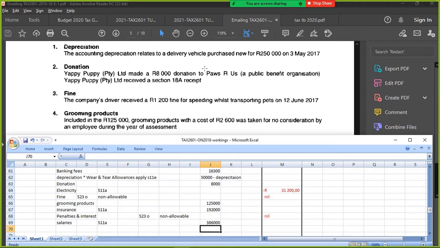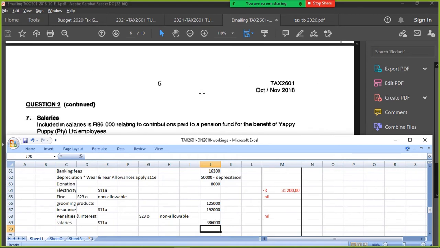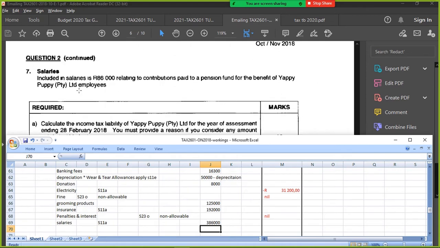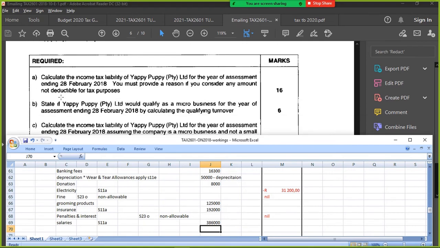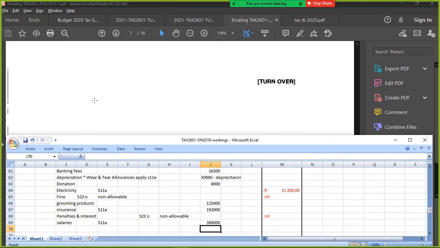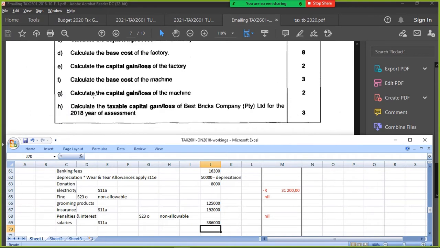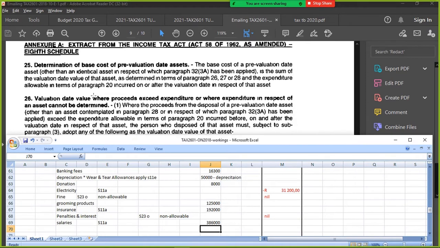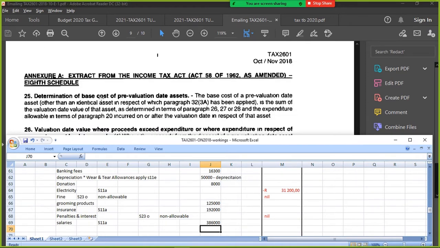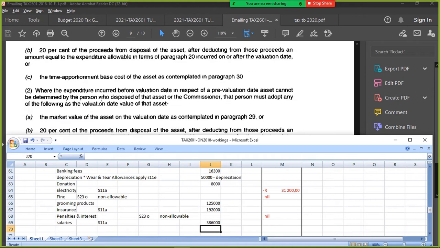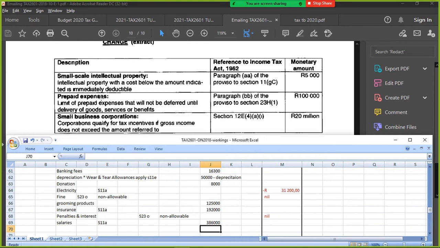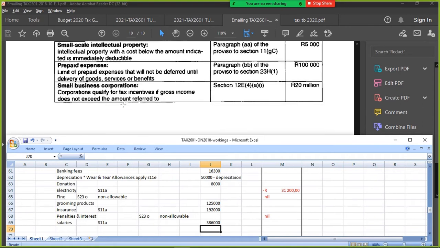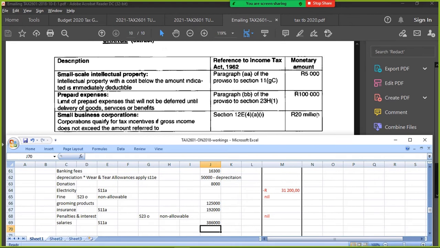Depreciation relates to the delivery vehicle purchased new for $250,000 on the 3rd of May. I need the 11E deductions. Did they give that to you? No, they don't. You need the years. Okay, let's look at the formula sheet here. We need some sort of years here. Was it given here? No, this is prepaid expenses. Nope. Okay, so what are we going to use for this?